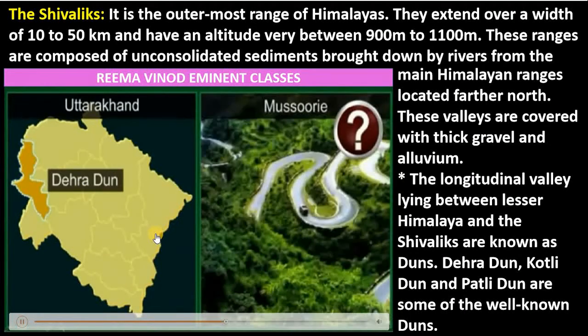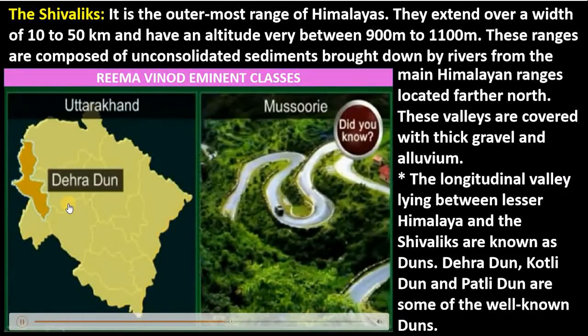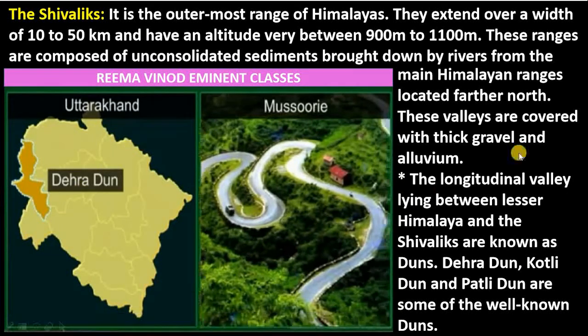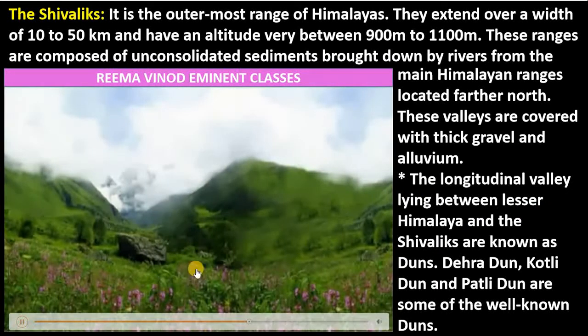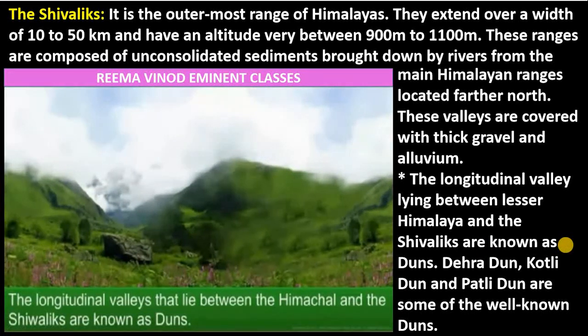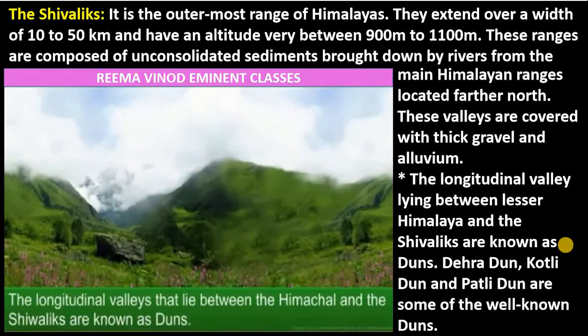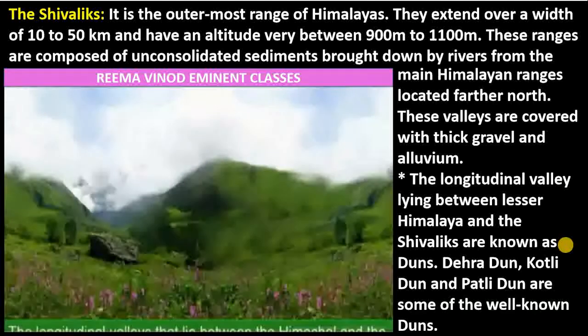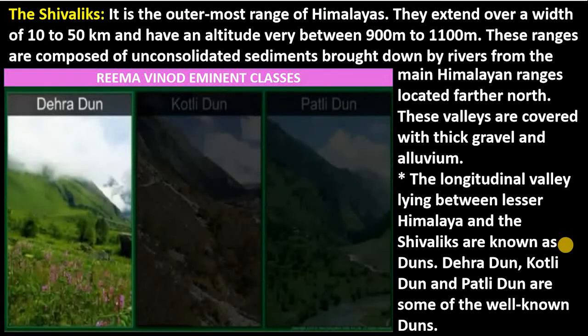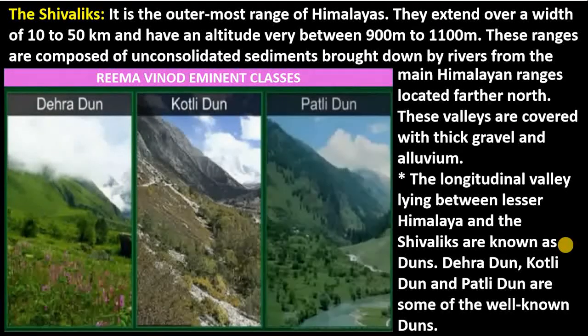In the Uttarakhand area, here you can see Dun. It is the capital of Uttarakhand, Dehradun. The longitudinal valleys which are lying between the Himachal Himalaya and the Shivaliks are called duns. And these duns are Dehradun, Kotli Dun and Patli Dun. So these are the very famous duns.